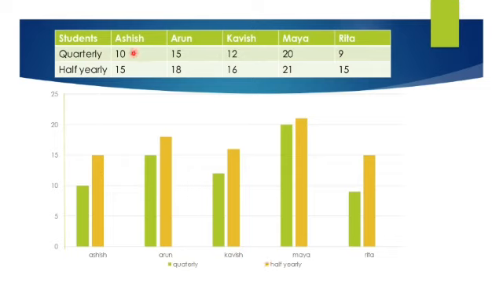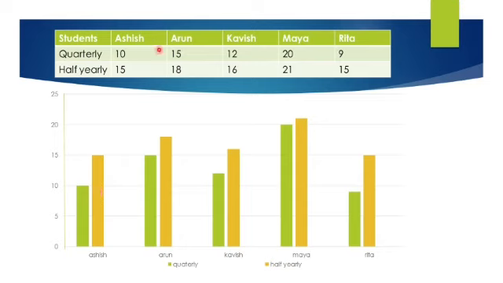Then Ashish scored 10 marks in the quarterly exam. Then we can represent a bar with a green color because it is the quarterly exam. And Ashish scored 15 marks in the half yearly exam. Then the half yearly exam is represented in orange color. Then Ashish has two bars in the graph, for the quarterly exam and the half yearly exam.